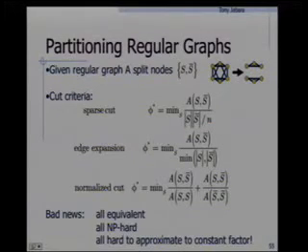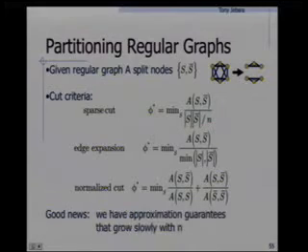So it turns out the bad news for this problem is all these cut criteria are equivalent. So if I could solve one, I could solve the other. They're all NP hard, and they're all actually hard to approximate to constant factors. So there is no hope, basically. However, there is some good news, which is there are approximation guarantees which aren't constant factor approximations.